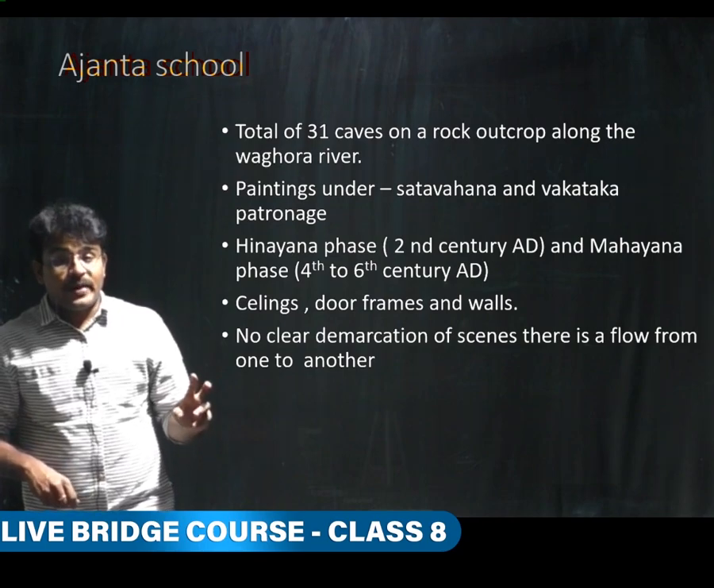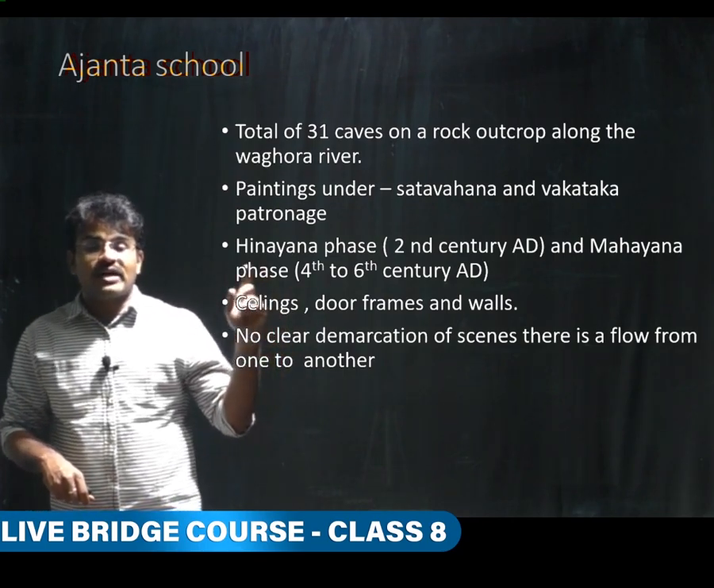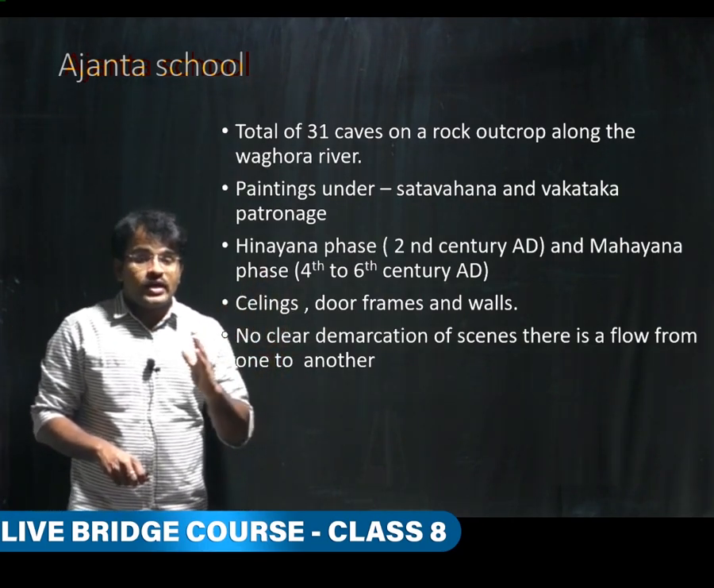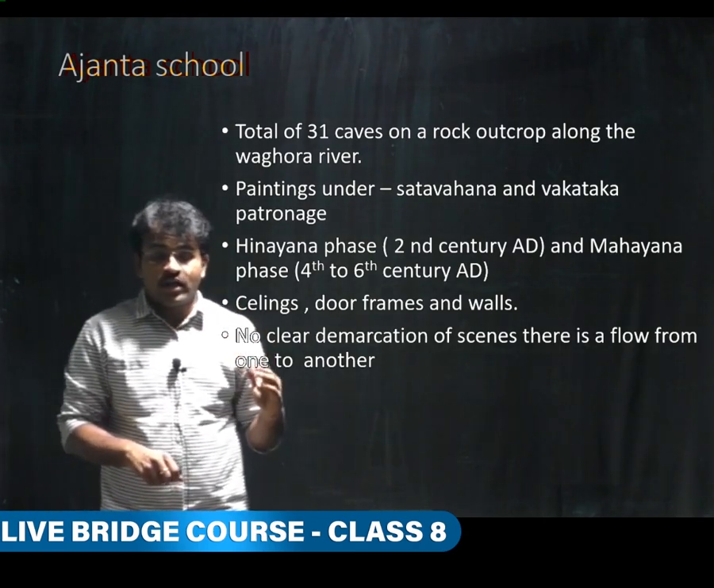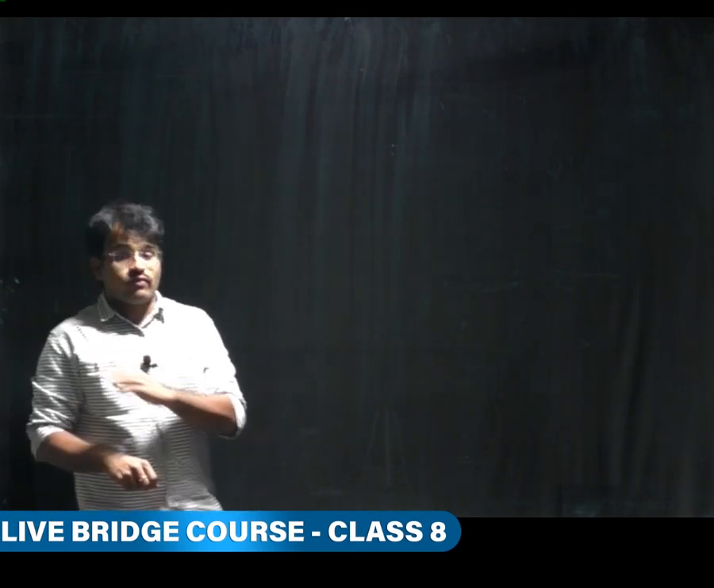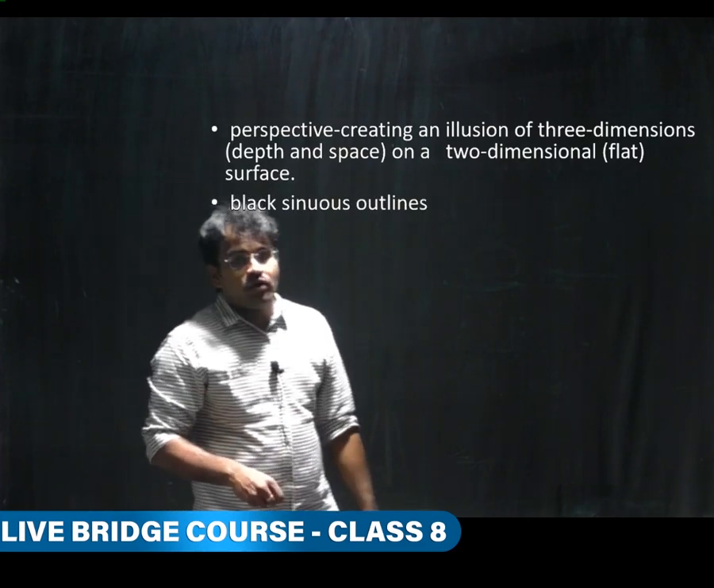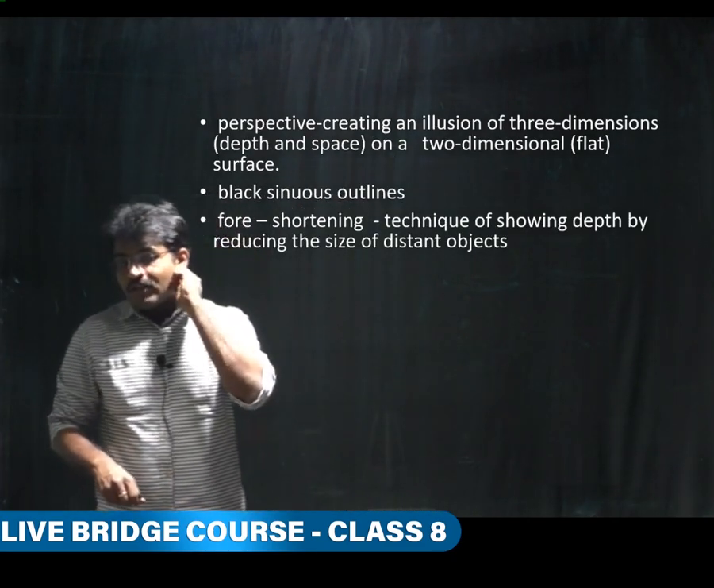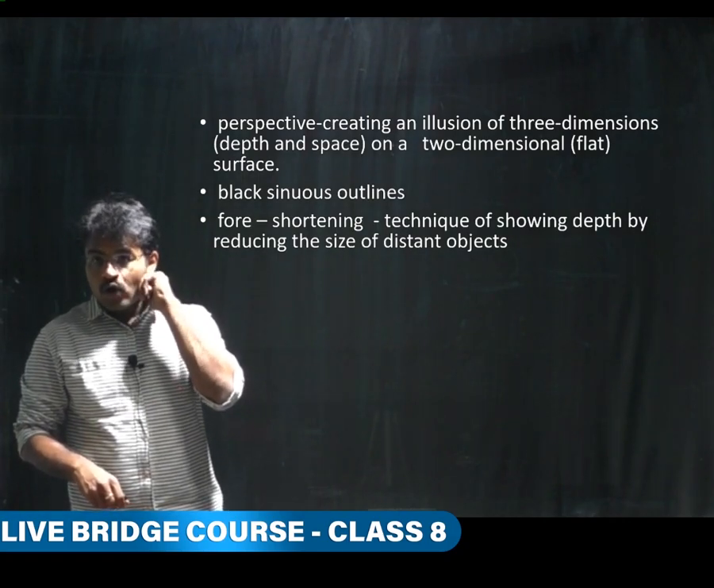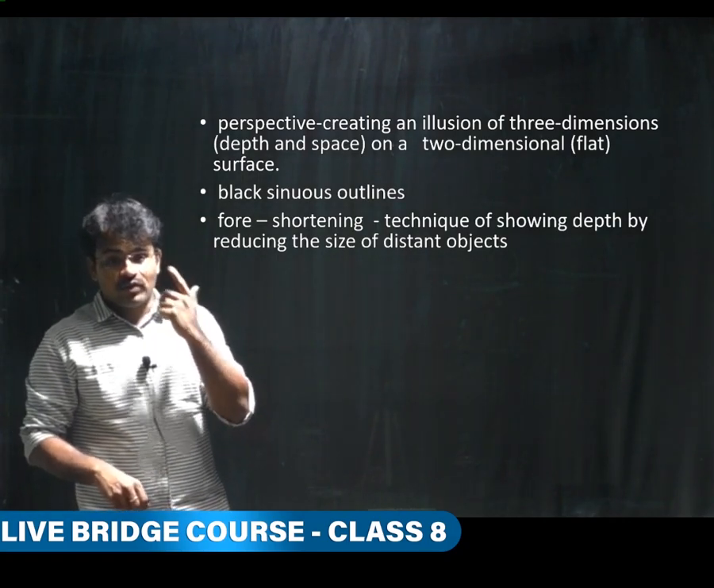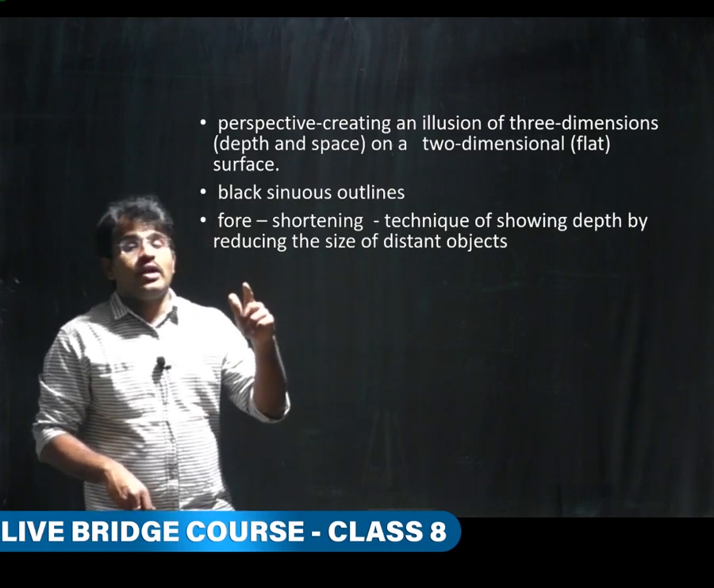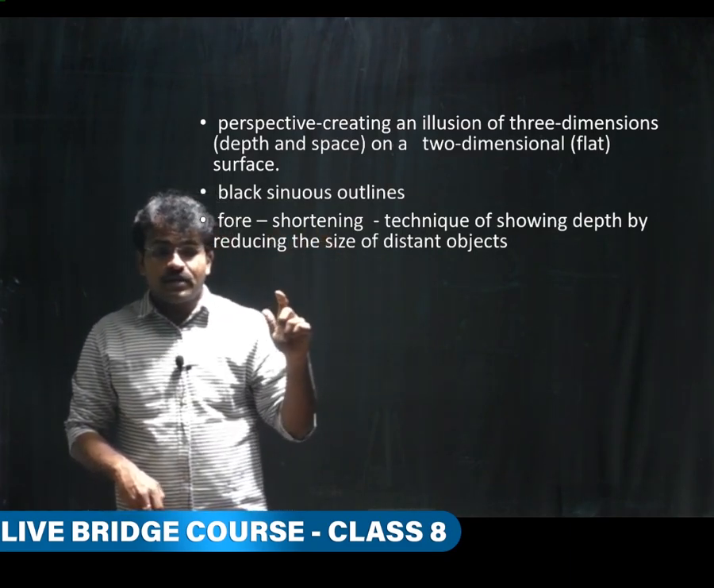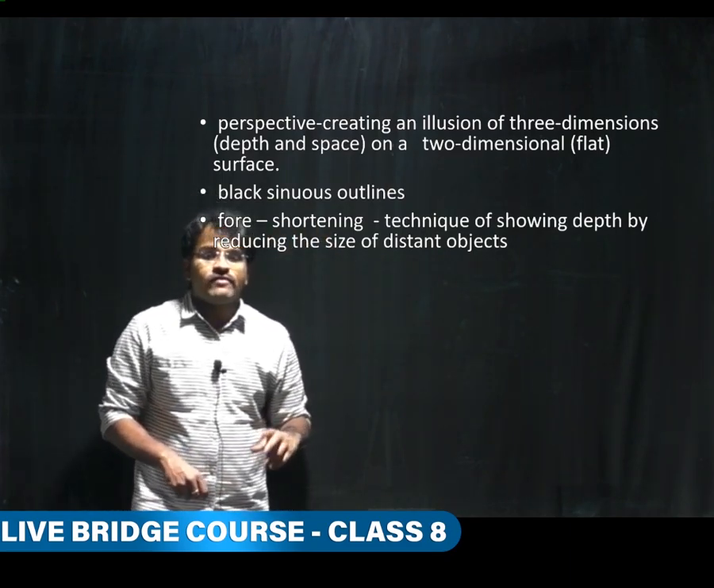But usually these paintings were made on ceilings, door frames and walls. And there is no clear demarcation between the scenes, and the scenes flow from one to another. And they employed numerous techniques like perspective. Perspective means when you look with your naked eye in a normal three-dimensional space, your eye can perceive three-dimensionality. But on a wall, they created this three-dimensional perspective. Then they used techniques like foreshortening.